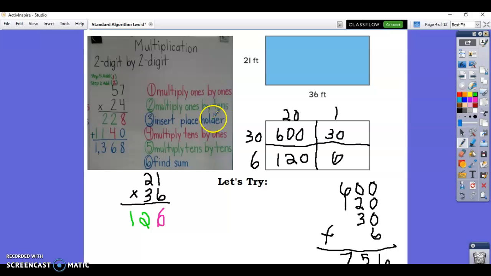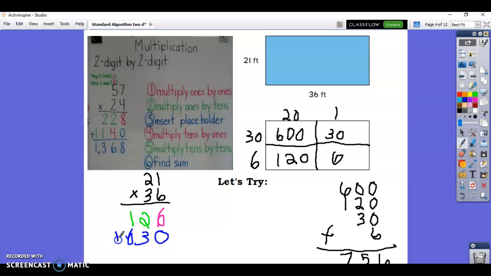So we're going to insert our place value holder, which is a 0. You always have to add a 0 for the next round place value holder. So add that 0 in. And then we're going to multiply our tens by our ones, 3 by 1, which is 3. And then multiply our tens by our tens, which is 3 times 2, which is 6.